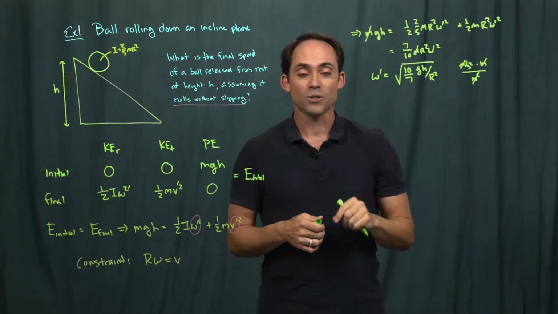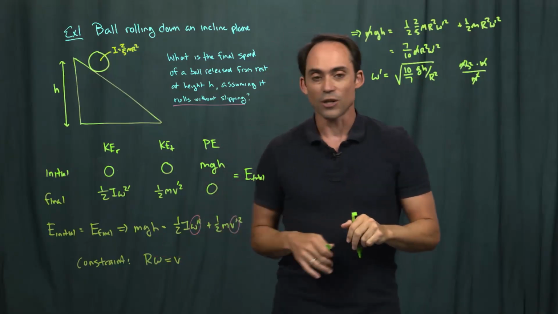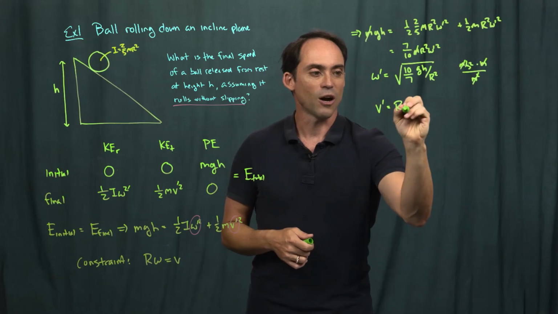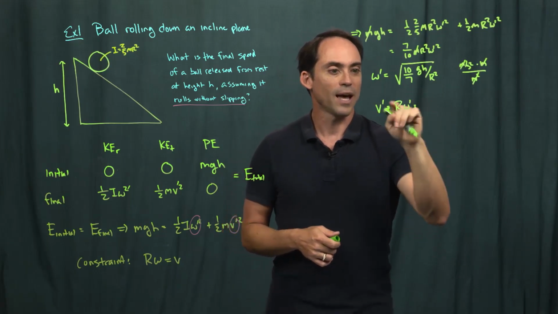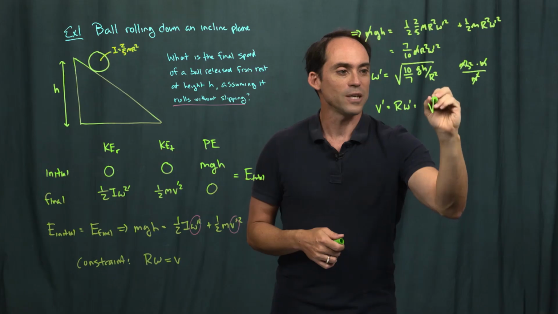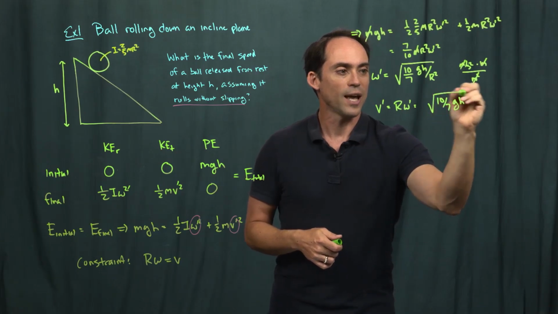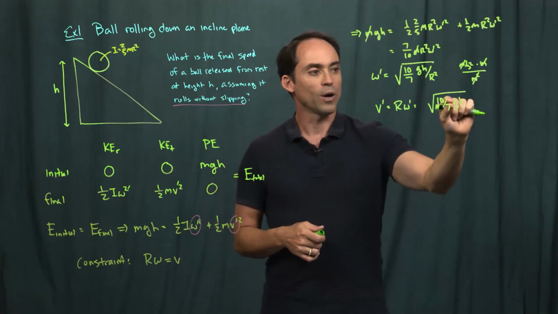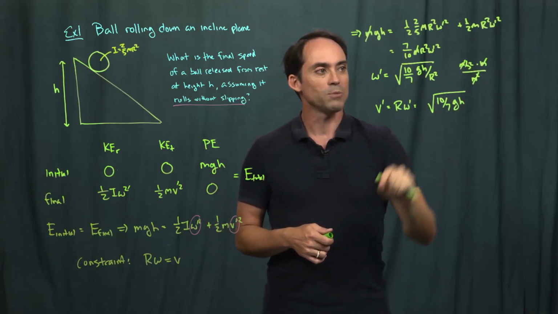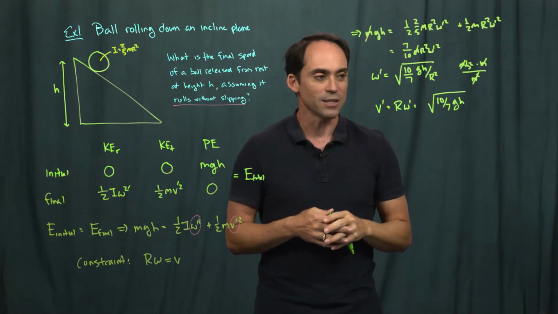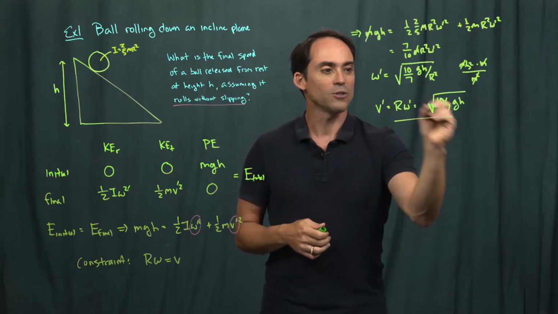All right, so that gives us the right value for that, and because of our constraint equation, we can immediately write down our final speed as just r times omega prime, and if we carry the r through there, that's just equal to the square root of 10/7 times gh. And again, we're going to have meters per second squared times meter. That's meter squared per second squared, square root, meters per second. That's a velocity. All right, so that's our solution.